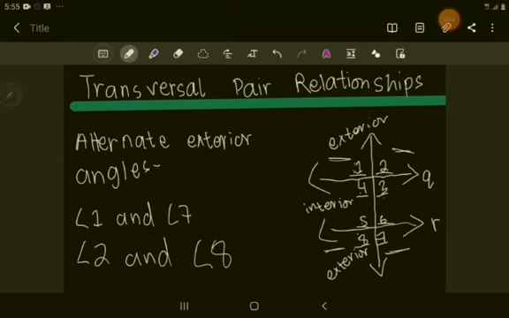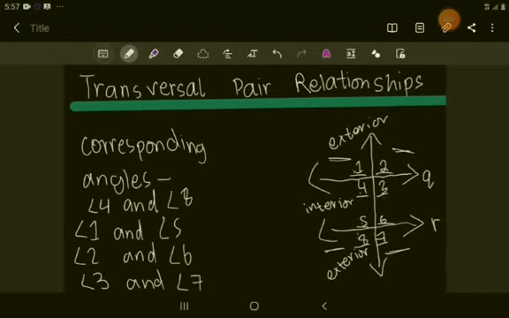So basically, angle 1 and angle 7 are opposite from each other and they're on the exterior part of the plane. Angle 2 and angle 8 are opposite from each other and they're exterior. So that's why they call it alternate exterior angles.